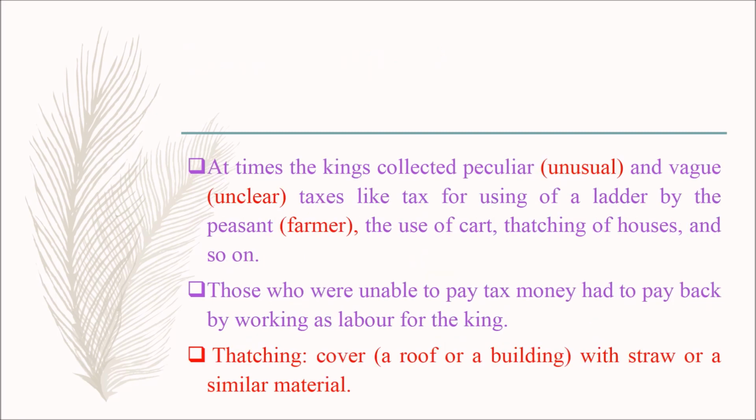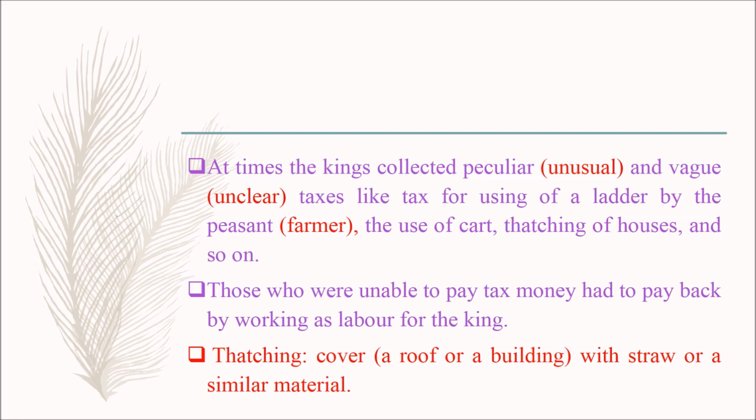At times, the kings collected peculiar and vague taxes like tax for using of a ladder by the peasant, the use of cart, thatching of houses, and so on. Those who were unable to pay tax money had to pay back by working as labor for the king. Here, peculiar means unusual, vague means unclear, peasant means farmer, thatching means cover a roof or a building with straw or a similar material.